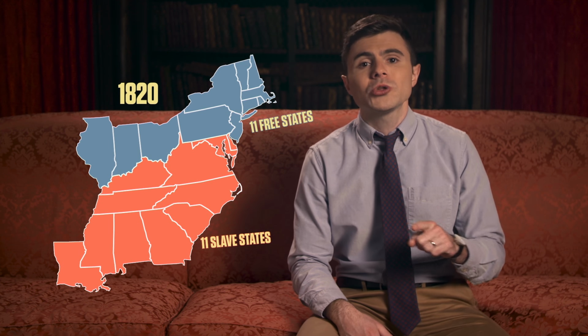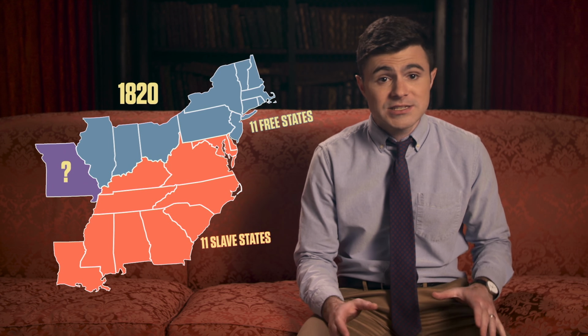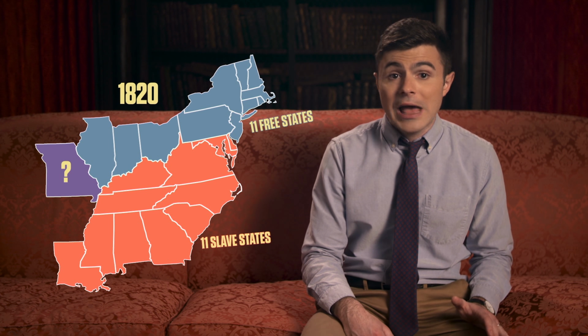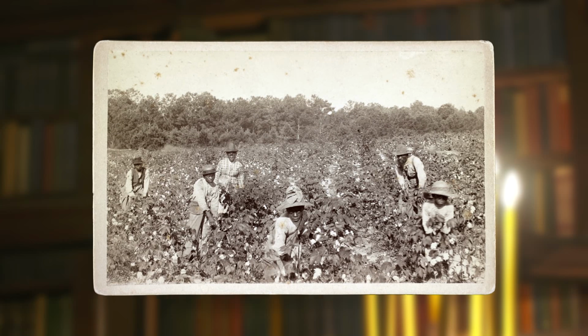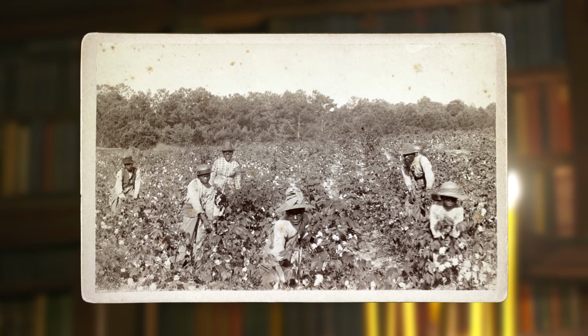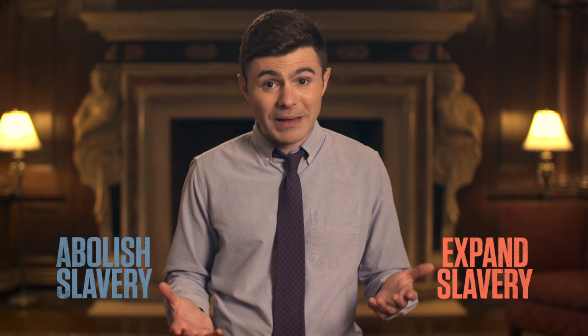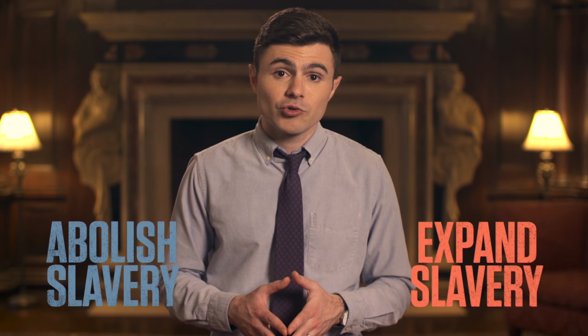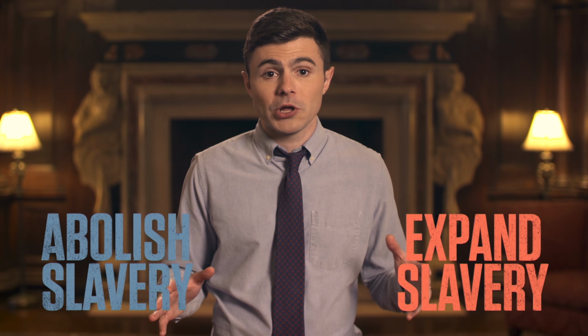But this balance is called into question when Missouri, a piece of land acquired from the Louisiana Purchase, wanted to be admitted into the Union as a slave state. Slavery was a highly contentious issue in the U.S. at this point. Some were pushing for the total abolition of slavery, while others looked to expand it. This issue pitted families and states against each other, creating a powder keg just waiting to explode.